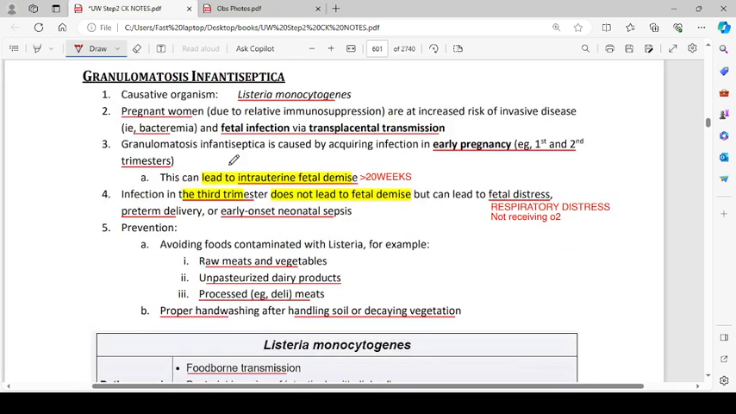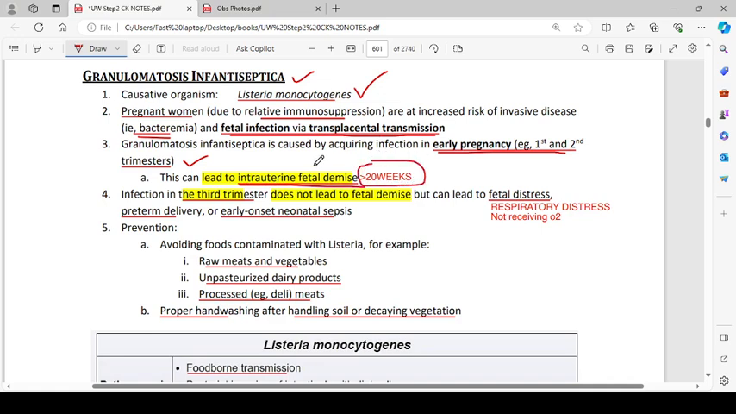So then we have granulomatosis infantiseptica, which is a complication of Listeria monocytogenes. So the causative organism is Listeria. Pregnant women, due to relative immunosuppression, are at increased risk of invasive disease, that is bacteremia, and fetal infection via transplacental transmission. Granulomatosis infantiseptica is caused by acquiring infection in early pregnancy, for example, first and second trimester. This can lead to intrauterine fetal death at more than 20 weeks, because if it is less than 20 weeks, it is miscarriage.